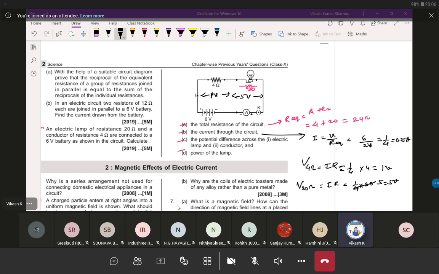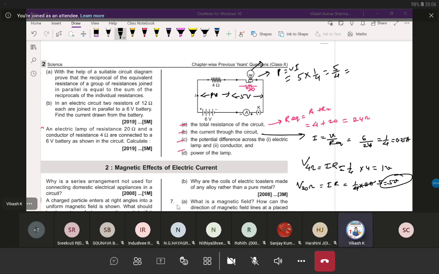Next question, what is it asking? Power of the lamp. Power equal to V into I. What is the V we got across this bulb? 5. And what is the current flowing through it? 1 by 4. So 5 by 4, that is 1.25 watt. Or you can use P equal to V into I.